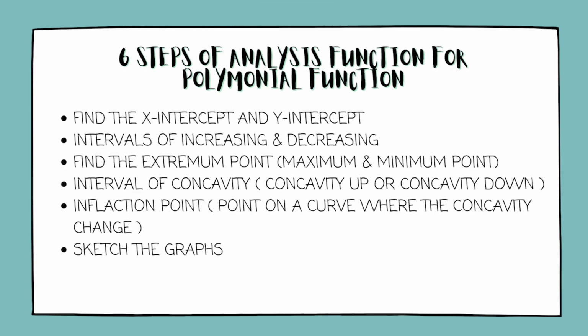There are 6 steps of analysis of function for a polynomial function. First, find the x-intercept and y-intercept. Second, interval of increasing and decreasing. Third, find the extremum points, maximum and minimum points. Fourth, find the interval of concavity, concave up or concave down. Fifth, find the inflection point. An inflection point is a point on a curve where the concavity changes. And last, sketch the graph.